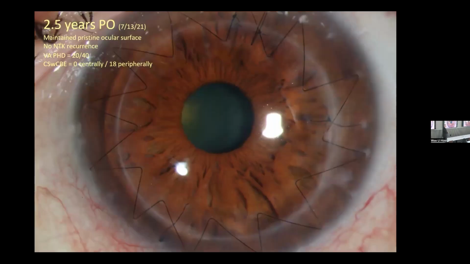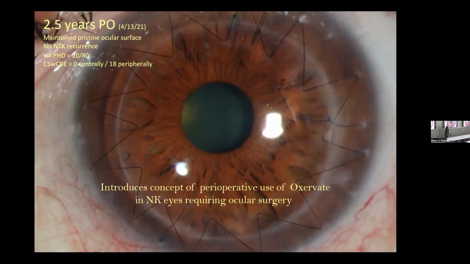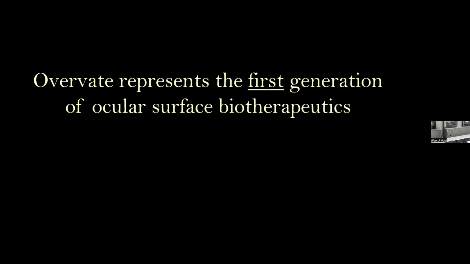Doing really well. Here he is, 2.5 years later, continued to do very well, never had any ocular surface issues thereafter. Taught me a lesson. Any NK case that I'm contemplating surgery on, I pre-treat with oxybate, because otherwise it will recur and get bad again.